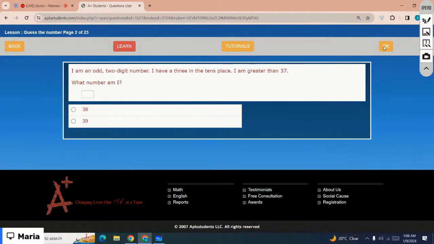Okay, I'm an odd two-digit number. I have a 3 in the tens place. I'm greater than 37. Which is the correct option? 38 or 39? Greater than 37, right? And 3 at the tens place. Also, the number must be odd. You have only two numbers after 37 that have 3 at the tens place, right? 38 and 39. So the only odd number is 39. Yes, the correct option is 39. Very good.